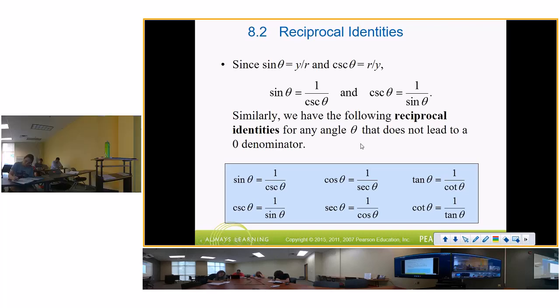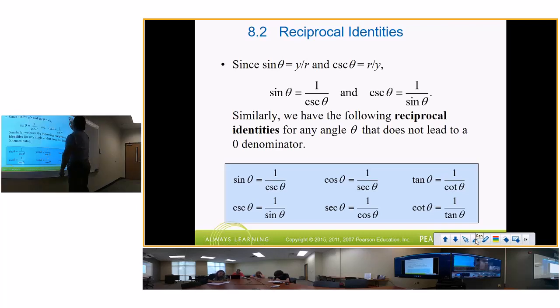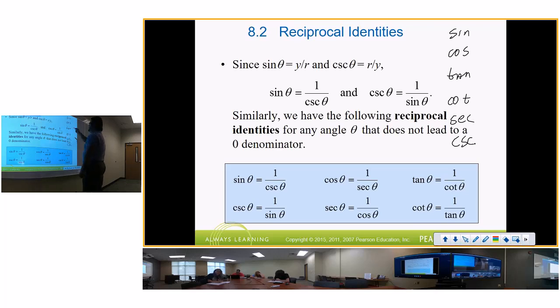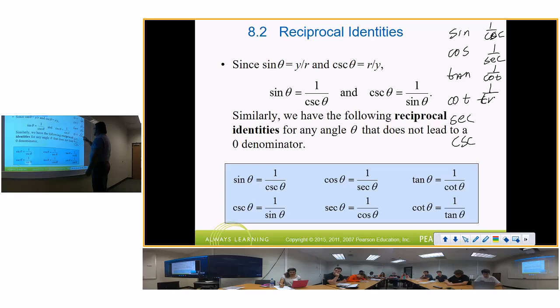So it's not like you have to memorize them. You just have to take your handy-dandy list. Sine, cosine, tangent, cotangent, secant, and cosecant. Well, the reciprocal of the sine is cosecant, so that's 1 over the cosecant. Reciprocal of the cosine is secant, so that's 1 over secant. What's the reciprocal of the cotangent? Tangent, so the reciprocal identity would be 1 over the tangent.